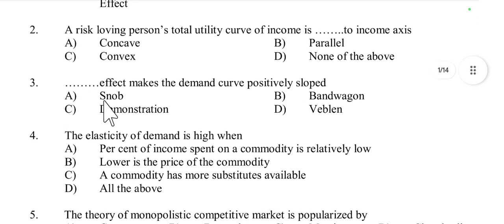Then question 3. Dash effect makes the demand curve positively sloped. Snob effect, bandwagon, demonstration, or Veblen. First one is snob effect. Snob effect occurs when consumers buy goods because they are exclusive or scarce. That is called snob effect.